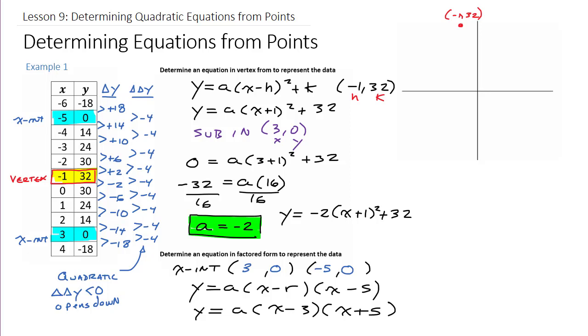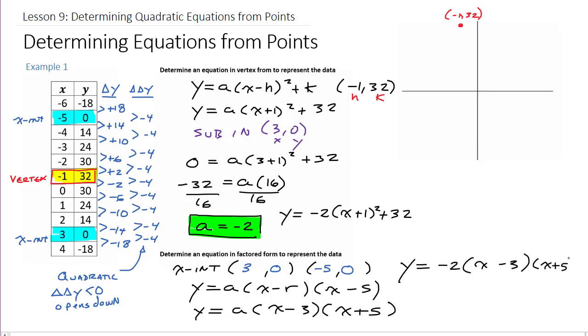But since we already figured out what a is in this case, I'm not going to waste everyone's time by doing all of that. It's the same as above. Just sub in a point, solve. But a is the same in all versions, so this a is the same as that a. So I already got it. My answer is going to be y = -2(x - 3)(x + 5).